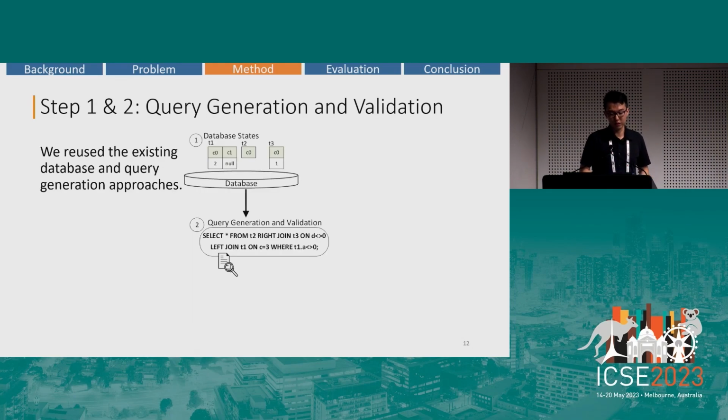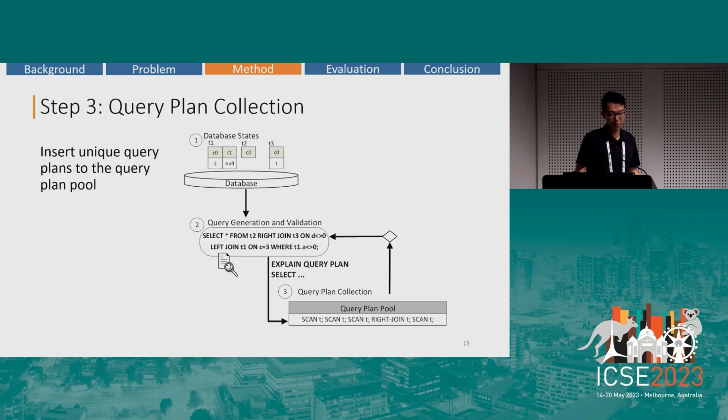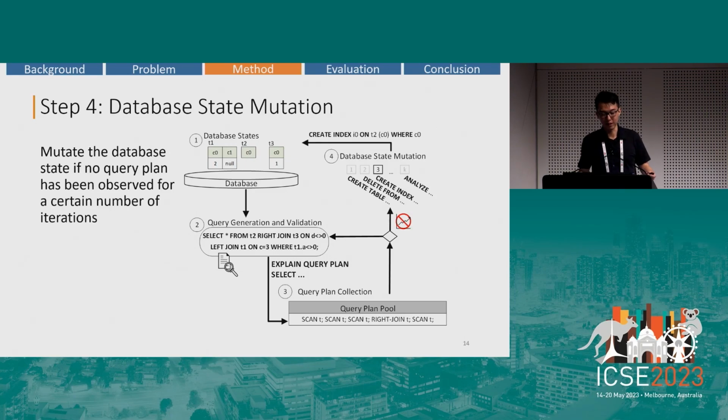So to achieve this goal, we design our algorithm. Firstly, we reuse the query generation and database generation. They are just the existing methods to randomly generate them. After that, we collect the query plan and maintain a pool of the unique query plans. The important step: if we haven't observed a new query plan for a certain number of iterations, we mutate the database state to get a new database state, hoping we can cover more unseen query plans in the following queries. To select the mutators, we model it as a multi-armed bandit problem and select the most promising one.